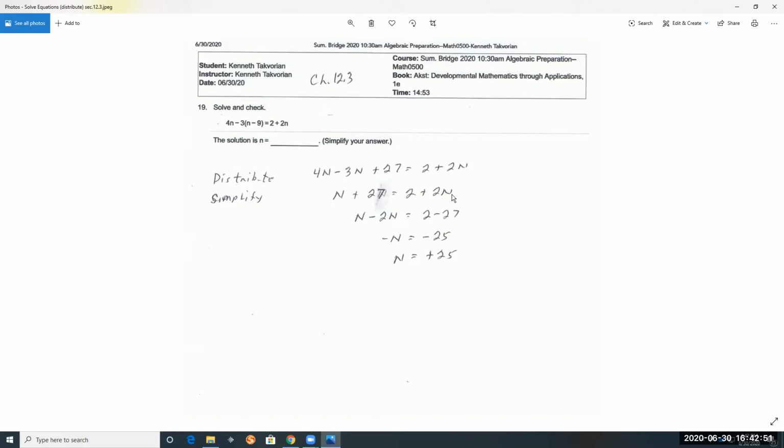Move the n terms to one side, the left. So n minus 2n. Move the constants to the right. 2 minus 27. That gives me a value of minus n equals minus 25. That's not the answer. We're looking for what is plus n. Plus n is equal to 25.